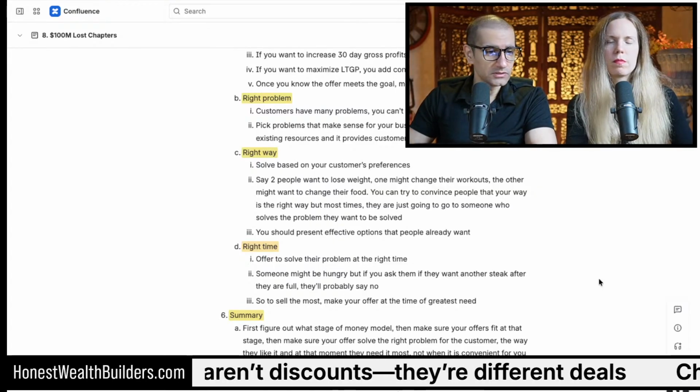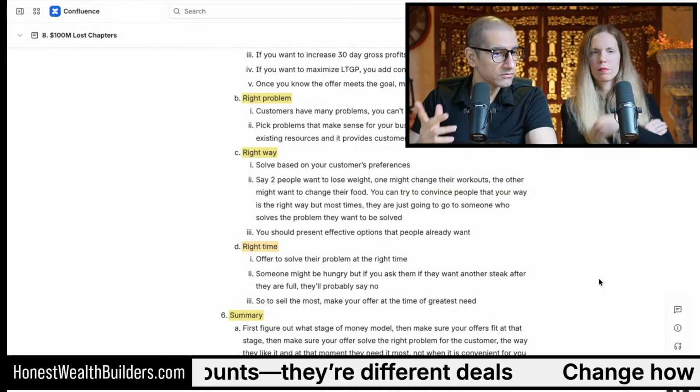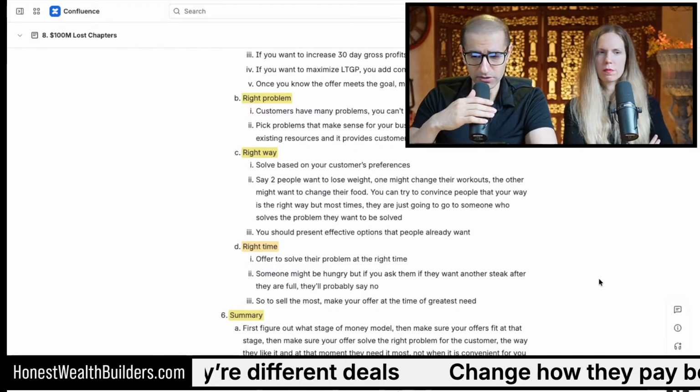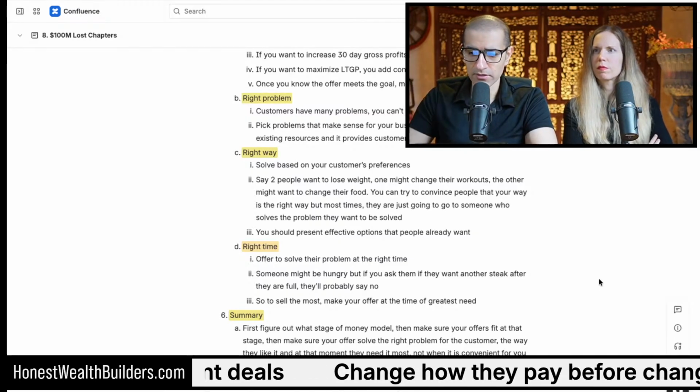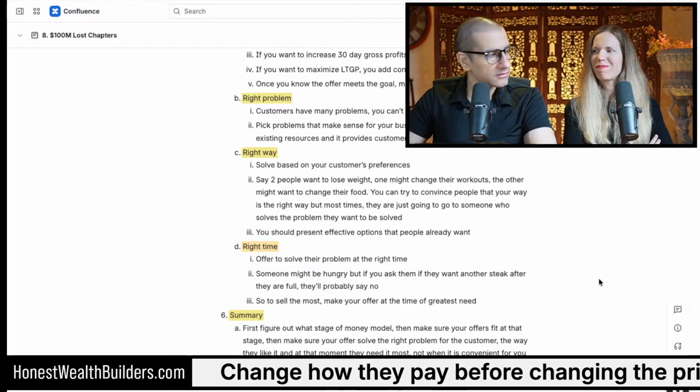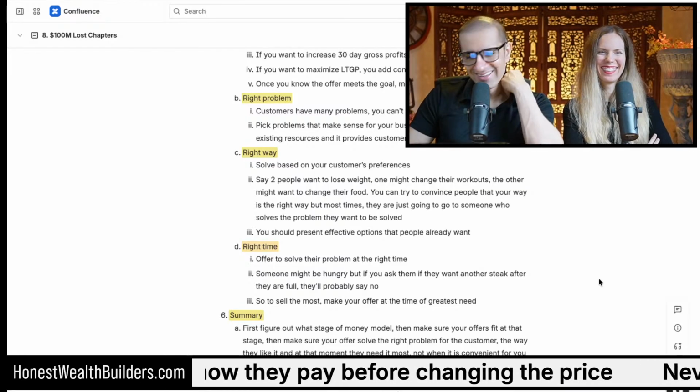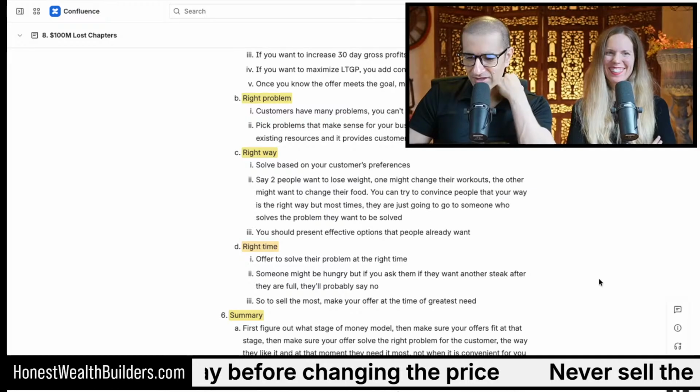The core thing to remember is that you're solving a problem for the customer. It cannot be random stuff. We tried. If it's random, people are like, no, thank you.